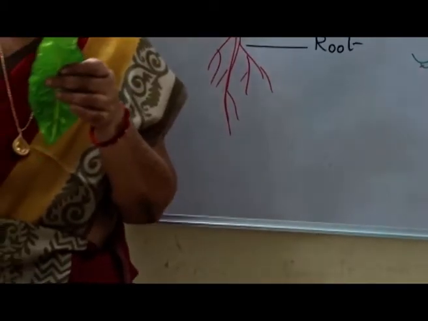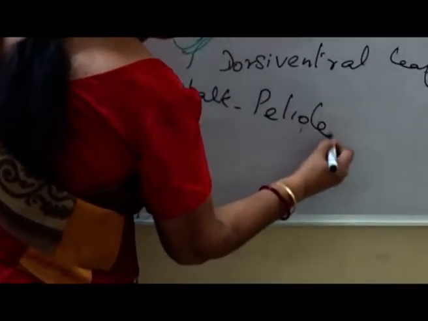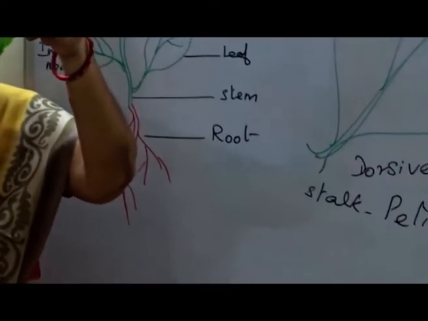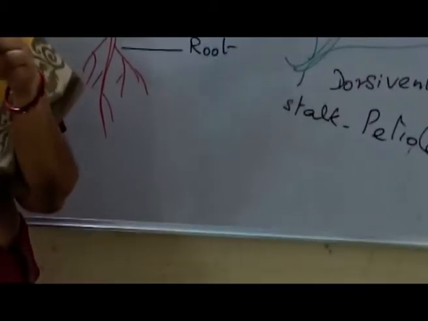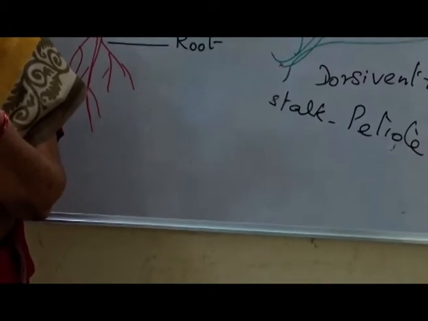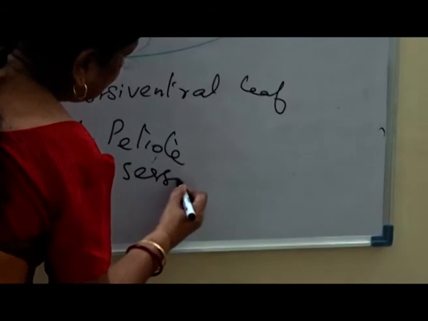And the portion from where the nodal region, it is the stalk of the leaf, that is called petiole. The stalk of the leaf is called petiole. In most of the plants, petiole will be present, but in few plants, the petiole will be absent. This absence of petiole, it is sessile in nature.